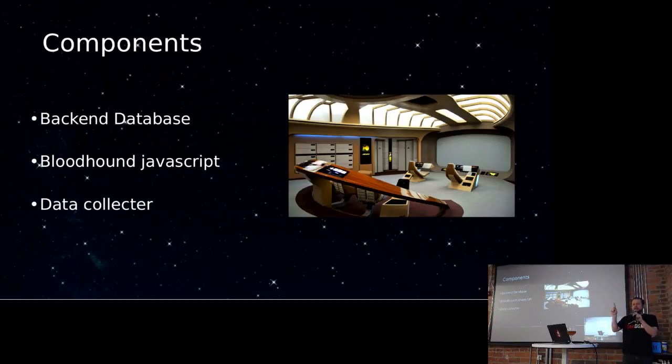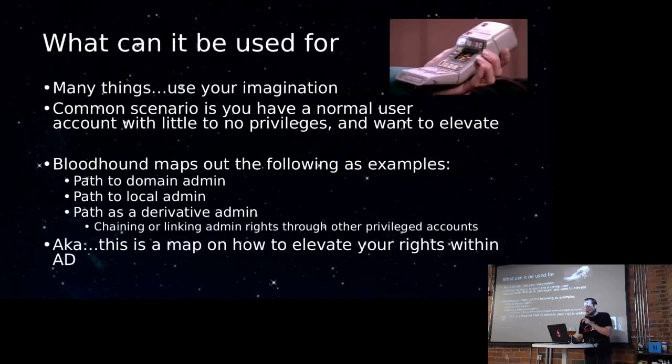My first question as part of this participation is, does anybody know the common backend database for Bloodhound if you've previously used it? Crickets. No. No. No. All right. It is called Neo4j. Yay.